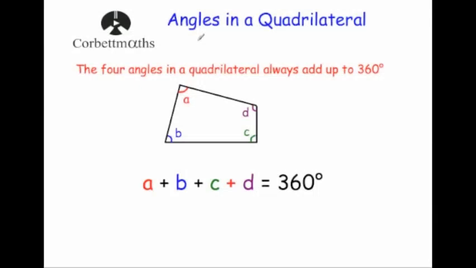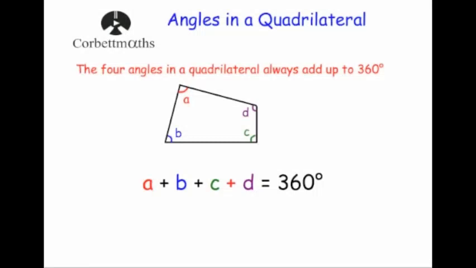In this video, we're going to look at angles in a quadrilateral. The 4 angles in a quadrilateral, or a 4-sided shape, will always add together to give you 360 degrees. So if we've got a quadrilateral like this one with angles A, B, C and D, the 4 angles will add together to give you 360 degrees.